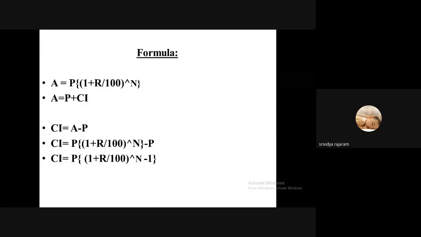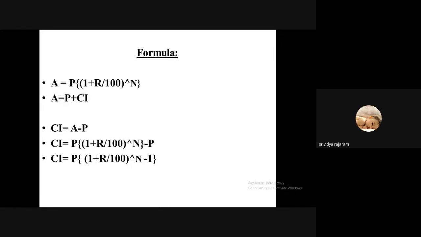First, I have given the part A. A is nothing but the new amount. P is the principal amount. R is the rate of interest. N is the number of years. So in compound interest also, you should make sure that N is given only in terms of years. If it is given in months or days, you have to convert that in terms of years and then substitute it. Am I clear?